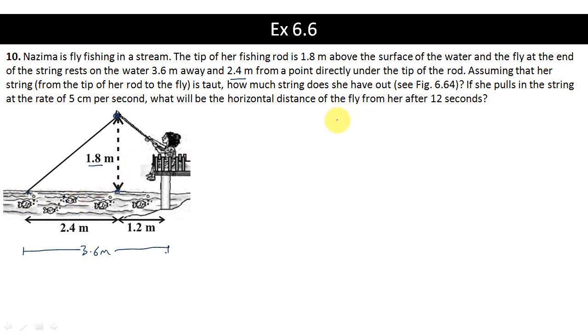And now we have to find how much string does she have out. How much string is out? We have to find this distance. So mark this as point A, this is suppose point B, and this is point C. So this is the triangle ABC. Mark this. So this ABC.